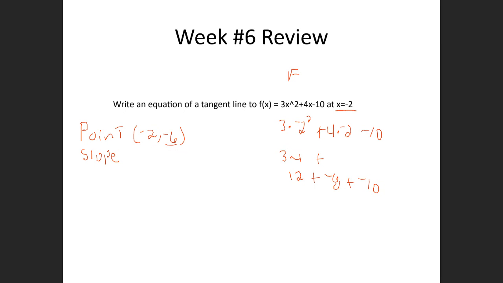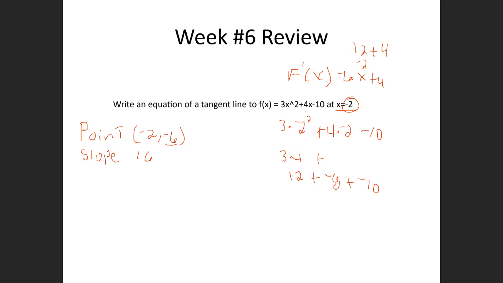Well, the derivative is the easy part. So that's going to be what? 6x plus 4. And then I put my x value back in there because I want to know what the tangent line is at x equals negative 2. So that's going to give me 12 plus 4, which is 16. So now I have a point and I have slope.